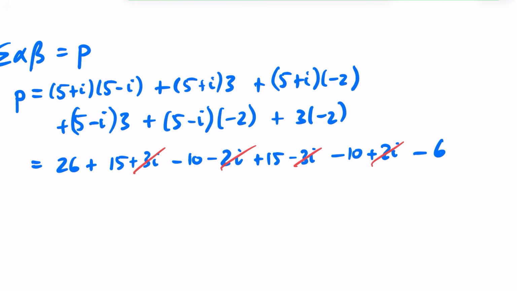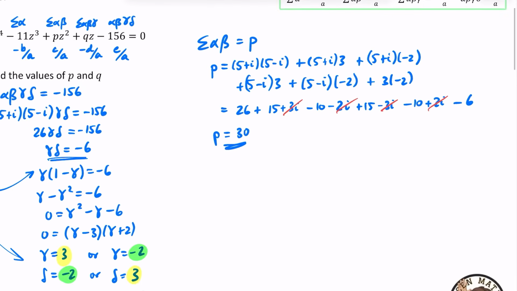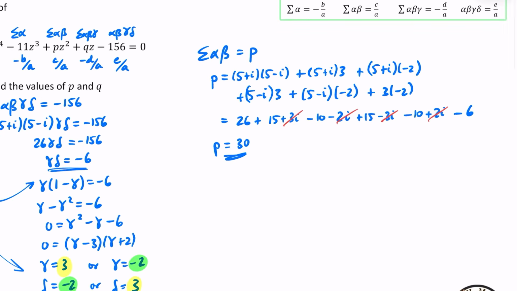All that's left is to hopefully type correctly. So it's 26 plus 15 minus 10 plus 15 minus 10 minus 6, and we get that P is equal to 30. Like I said, you could do it in a different way if you wanted to. It's just my preferred method for these. So now I know that, I'm going to use this one.